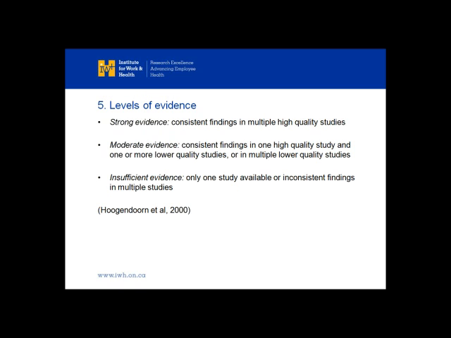So what we next did was we defined levels of evidence. So we consider a factor to be supported by strong evidence if there are consistent findings for an effect or a lack of effect in multiple high-quality studies. We consider moderate evidence when there's consistent findings in one high-quality study and one or more lower-quality studies, or in multiple lower-quality studies. And we consider that there's insufficient evidence if there's only one study available, or inconsistent findings are available in multiple studies. So one study somewhat contradicts the other.